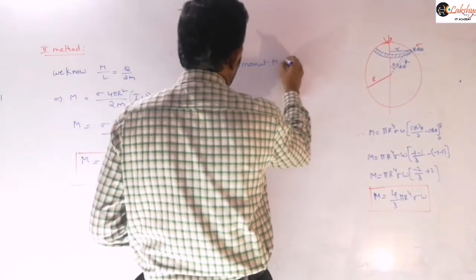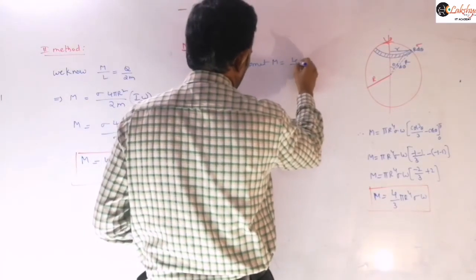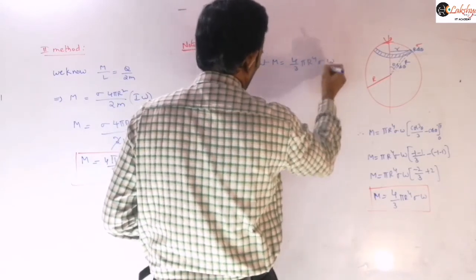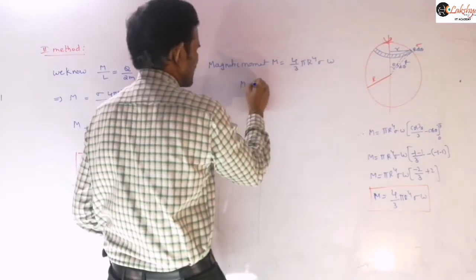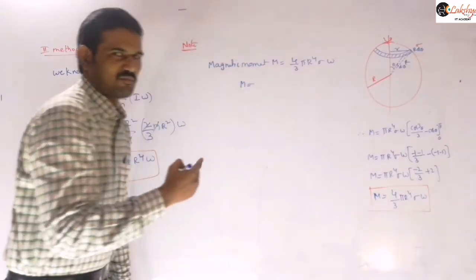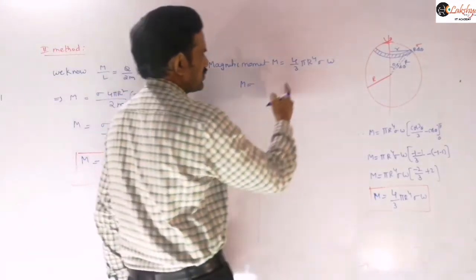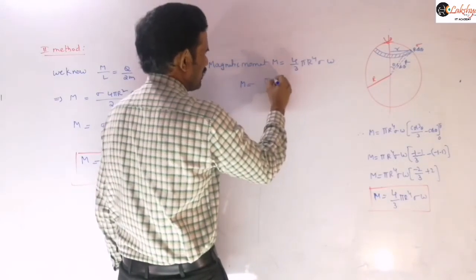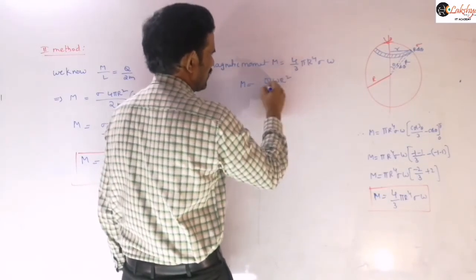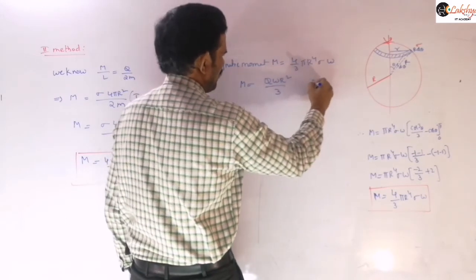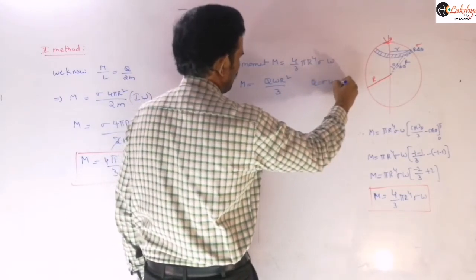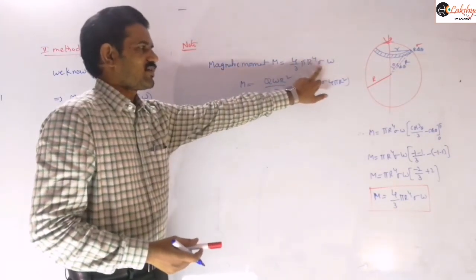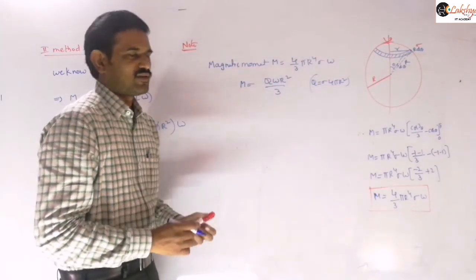So therefore this magnetic moment M is equal to 4 by 3 pi r power 4 into sigma into omega. Now in terms of the charge I am writing here, because we need to compare the Q by 2m ratio. So out of this, 4 pi r square into sigma you can write as Q, because Q is equal to sigma into 4 pi r square. That means Q omega r square by 3 you will get. Is it clear?